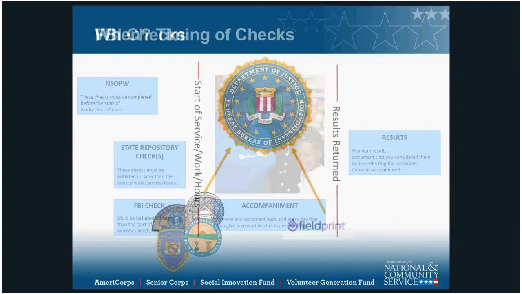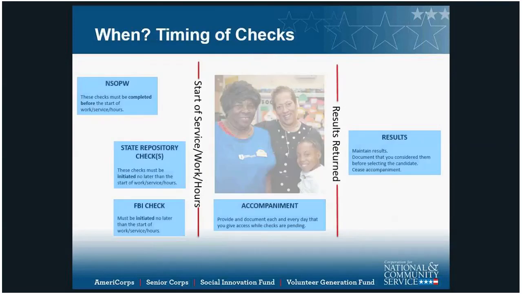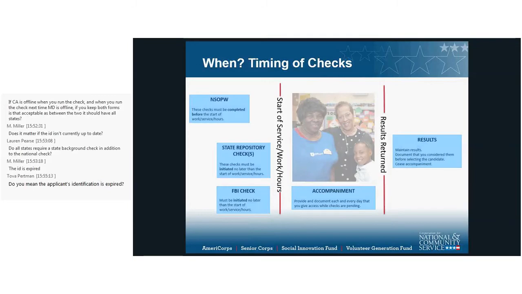All right, so we've talked about why we get the checks, who needs to get the checks, what types of checks, and how you get the checks. There are even laws and regulations about when you get the checks. Timing is critical, because let's say you do everything you're supposed to do, but if you do it 1 day late, you're now non-compliant. So for your NSOPW check, you must complete this before the start of service or work hours. So that's before this person comes on board.